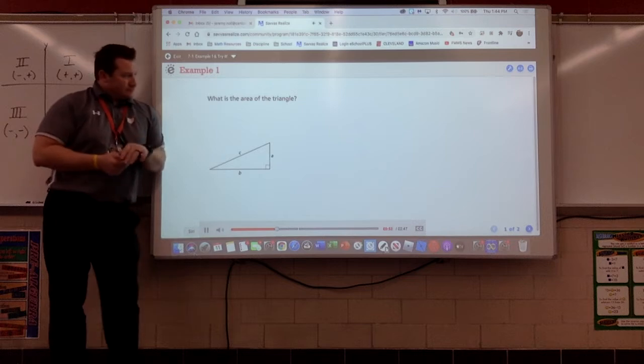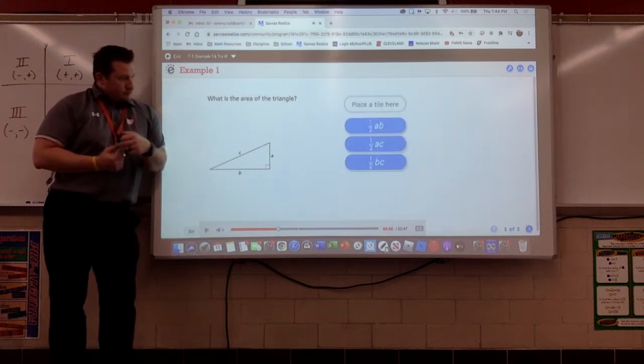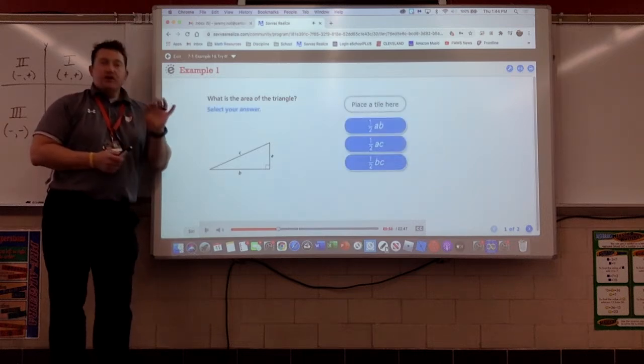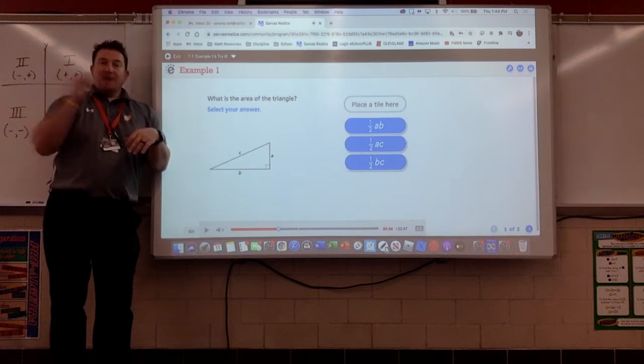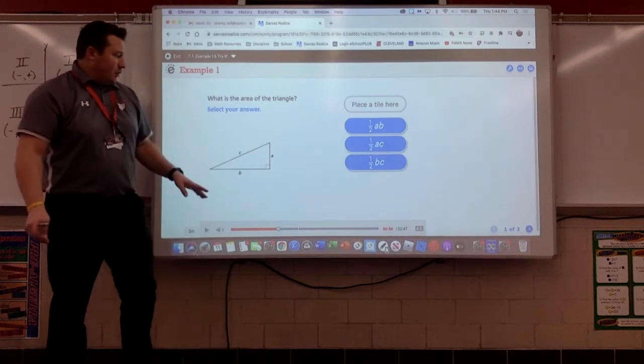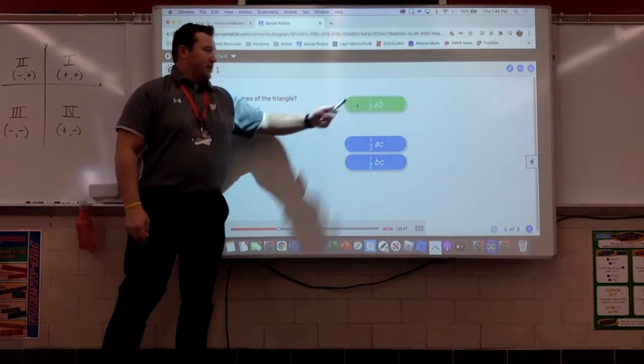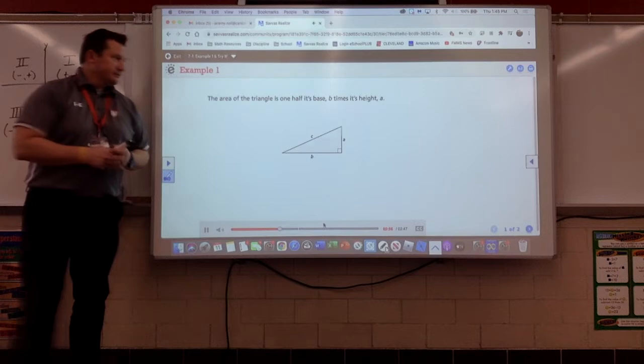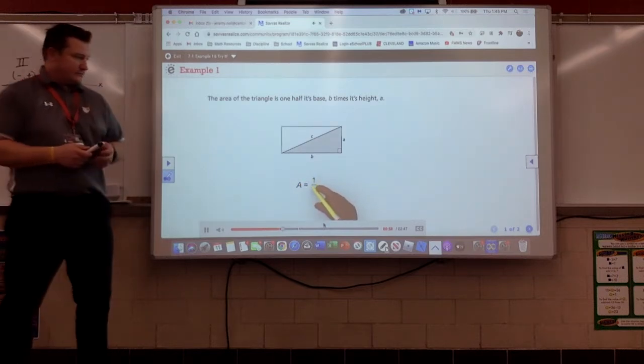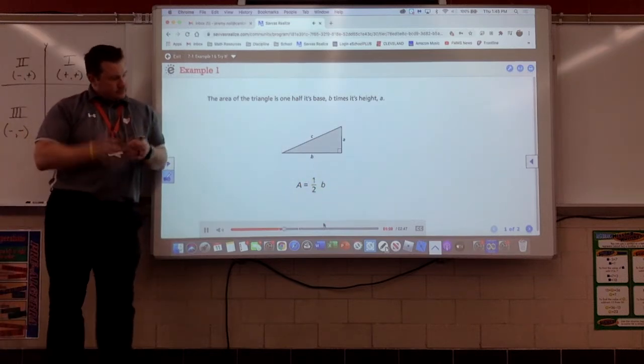What is the area of the triangle? Select your answer. So area of a triangle, guys, 1/2 times base times height. Or in this case, 1/2 times this times this. Nice job. That would be A and B. Okay. The area of the triangle is 1/2 its base, B, times its height, A.